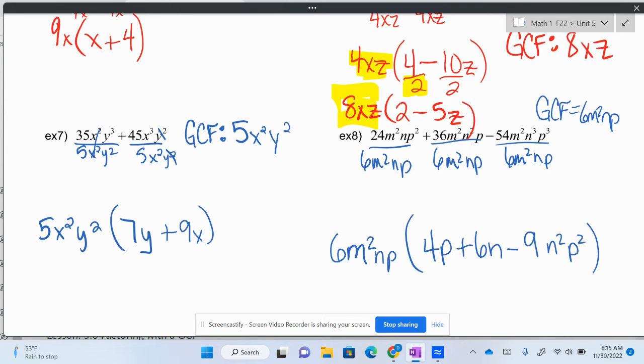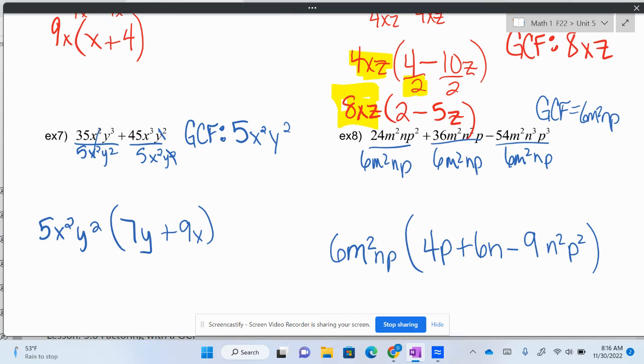Tell me when you think you're ready. McKinley, what'd you get? You can tell me what your greatest common factor was. So say your whole answer. So you have to start with the 6, the quantity. Good job. Minus 9 n squared p squared. Perfect. You had it written right, you just didn't say it right. You're right on the money.